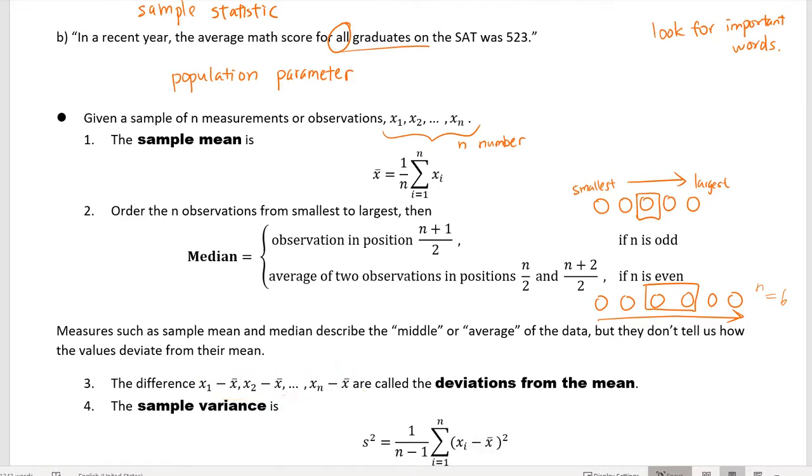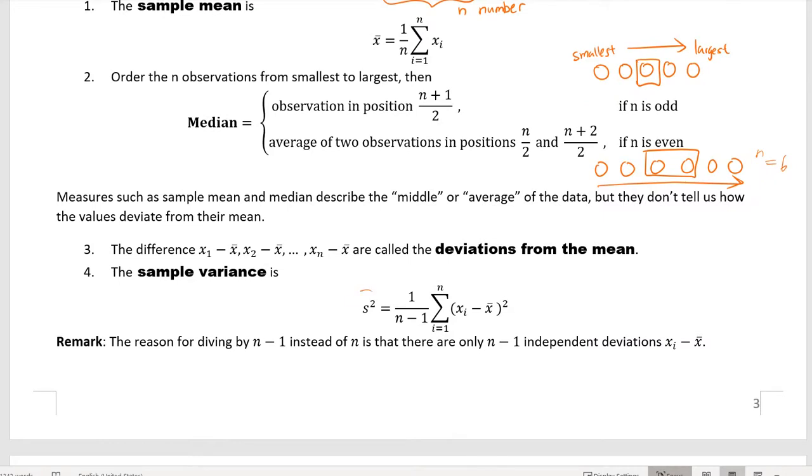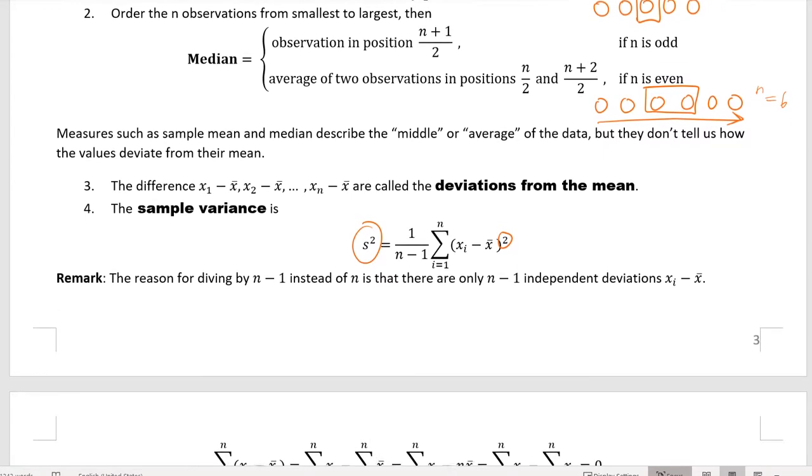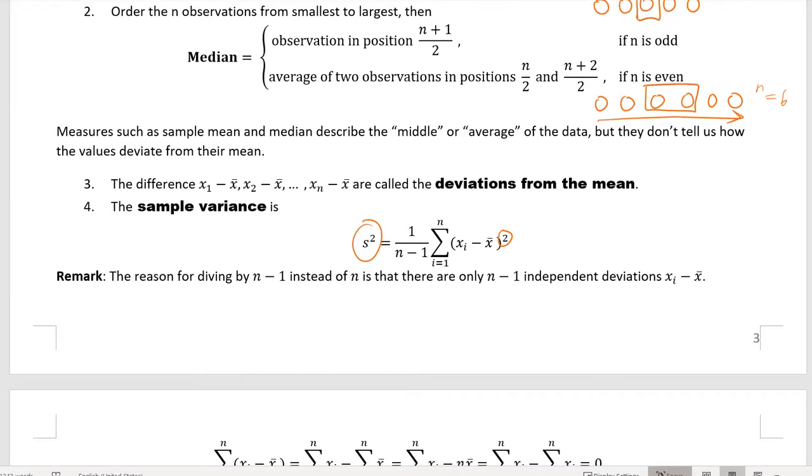And then what is the sample variance? We denote it s squared. That is 1 over n minus 1 times the sum of all those differences squared. We can use the square or absolute value because you want to take the difference so that all differences are positive. When you add them all up, you don't want the differences to cancel, right?